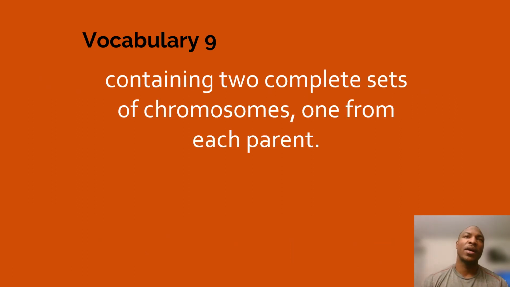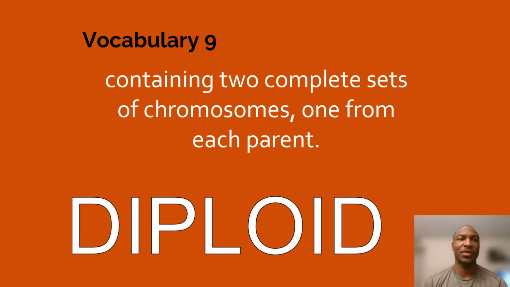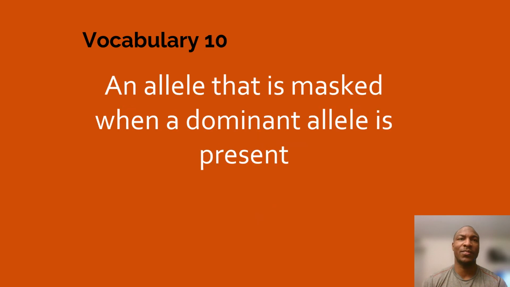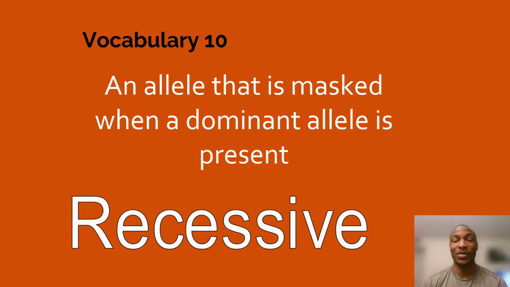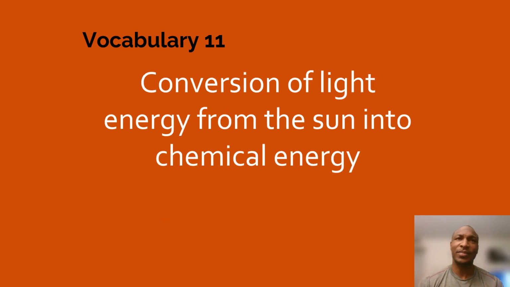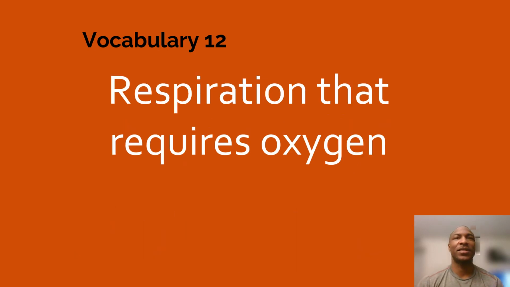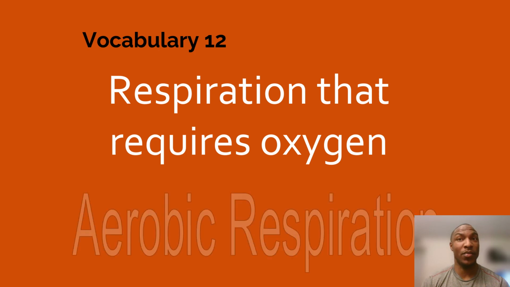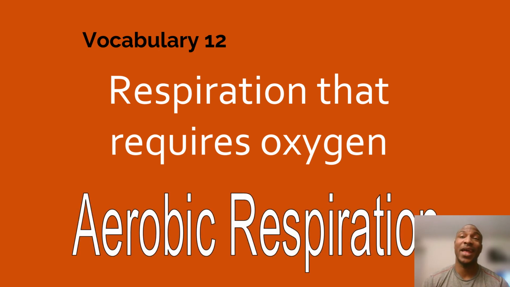All right. Containing two complete sets of chromosomes, one from each parent. Come on, diploid starts with two sets, one from mom, one from dad. An allele that is masked when a dominant allele is present. Okay, now it's going to talk about recessive because that one is masked. Conversion of light. Oh, come on, starts with a P. Photosynthesis. All right, respiration that requires oxygen. Aerobic respiration. All right, no oxygen, anaerobic.